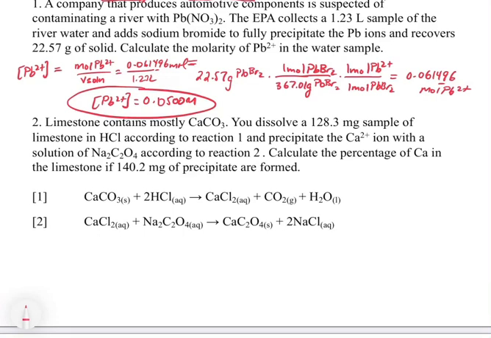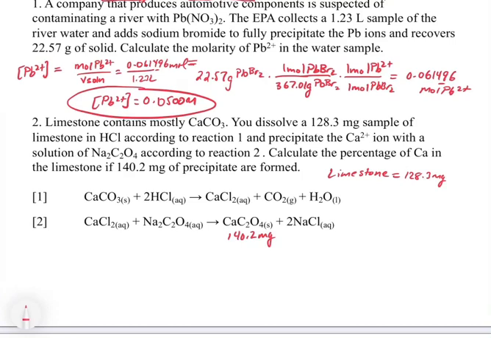So in essence, what this problem is telling us is that we've got a sample of some limestone, and that limestone is equal to 128.3 milligrams. So they dissolve it in HCl according to reaction 1. They precipitate the calcium ion with the oxalate according to reaction 2. Then they tell us we get the 140.2 milligrams of precipitate, so that's this calcium oxalate down here. So I'm just going to write that we get 140.2 milligrams of the calcium oxalate down there.